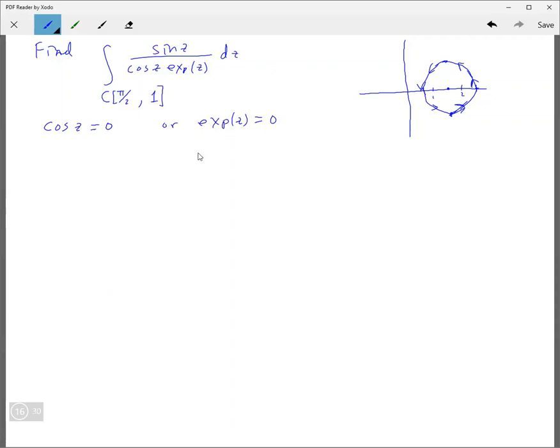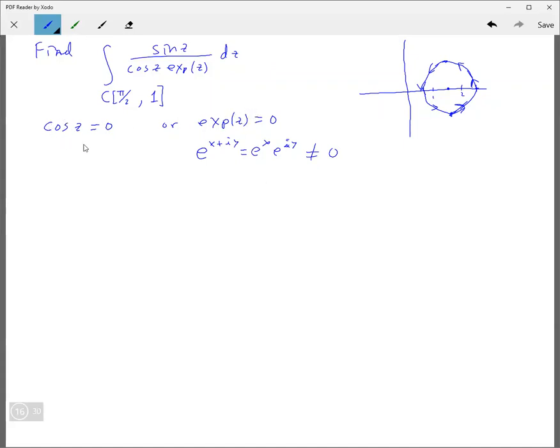But the exponential is e to the x plus iy, which is e to the x times e to the iy, which is never 0, by the way. That's never 0 ever, because the modulus is e to the x, and e to the x is never 0. It's always greater than 0. Okay, so that's never 0.